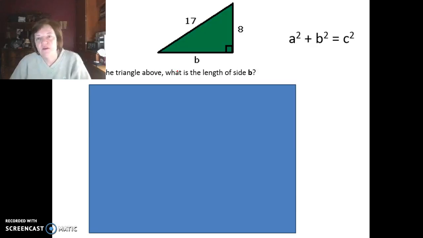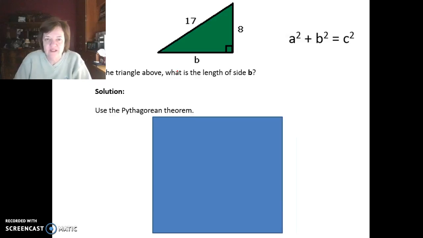Okay, so what happens if you're given the hypotenuse and one of the legs is missing? That kind of messes with our formula a little bit, doesn't it? We're going to look at the solution to that. Take a look what we have to do. Notice we have A right here because this is labeled B. So B is what's missing. We have our A, we have our C, but we're missing our B.